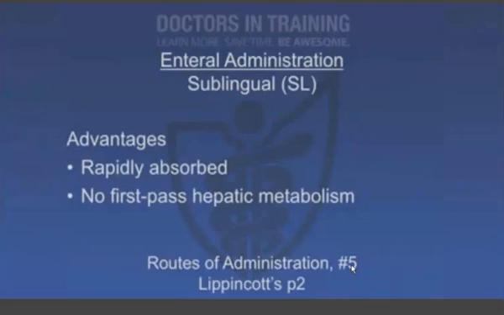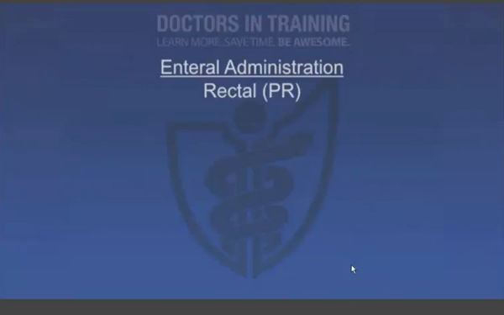Drugs are rapidly absorbed, which is a good factor of sublingual administration. There's no first-pass metabolism because we're not going to the hepatic portal circulation. We're going directly into systemic circulation. Another form of enteral administration, which Lippincott doesn't list as enteral, is rectal administration, such as rectal suppositories.